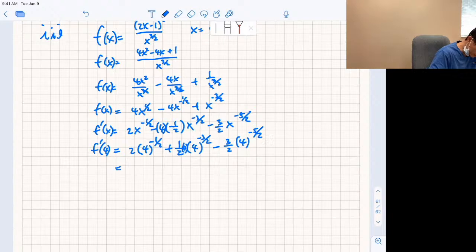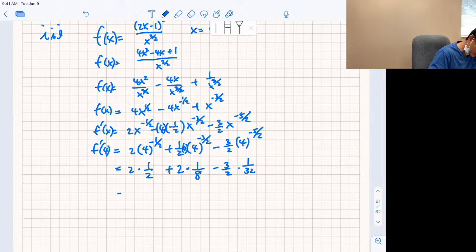So that's equal to 2 times 1 over 2, plus this one's going to be 2 times 1 over 8, I believe, minus 3 over 2 times 1 over 32. So the 2s cancel out, 1 plus 1 over 4. Did I mess up this sign? The sign is fine, right? Whereas the last one is plus, right?